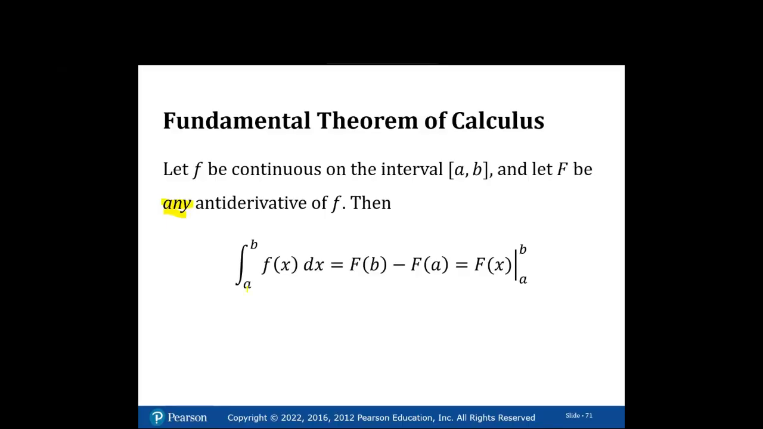So evaluating the integral from a to b of a function is just the antiderivative at the higher bound minus the antiderivative evaluated at the lower bound. And the notation for this is your antiderivative of x, and then we have this bar that says evaluate from a to b. So we're going to do an example here.